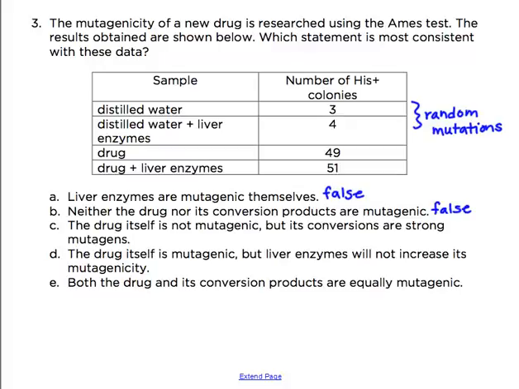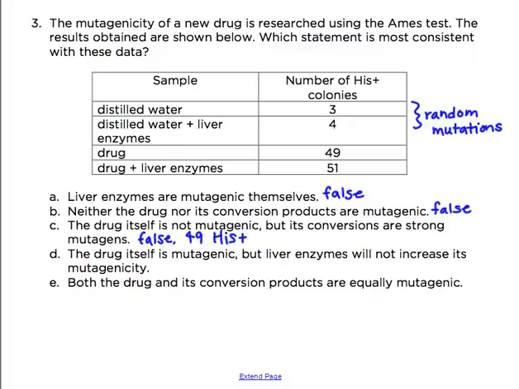C. The drug itself is not mutagenic, but its conversions are strong mutagens. So if the drug itself wasn't a mutagen, that means that we wouldn't see as many as 49 revertants. So this is false, because even when just given the drug, you see 49 His plus colonies, which is evidence that that is a mutagen.